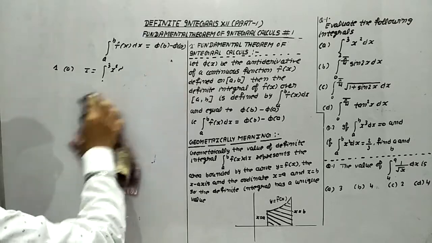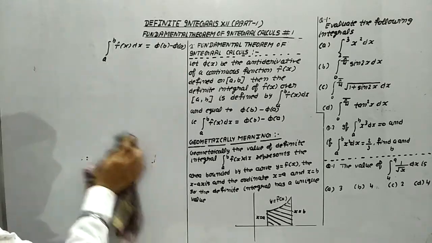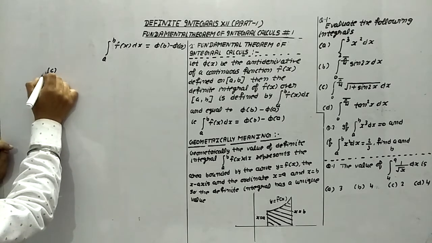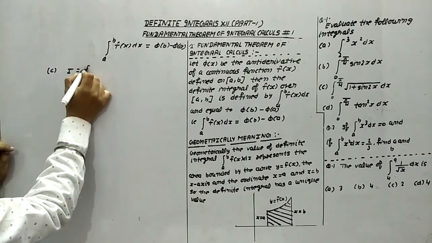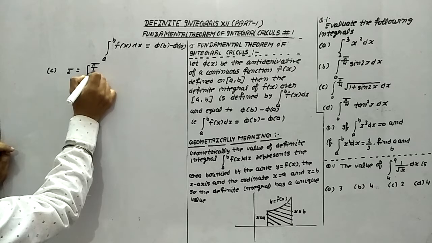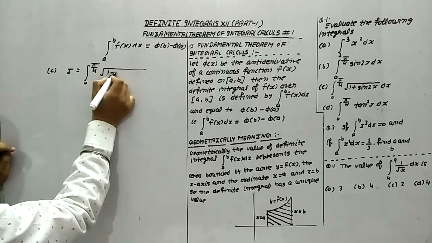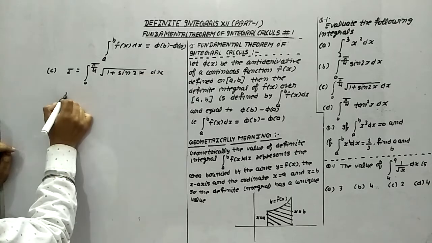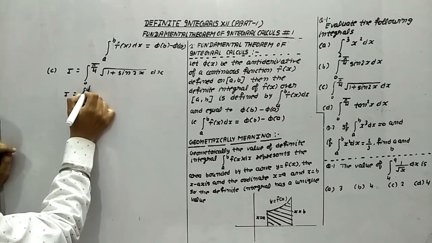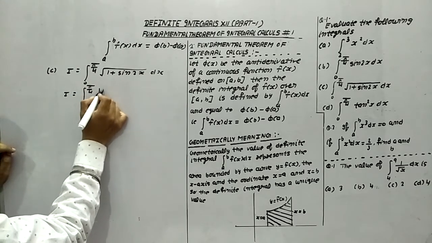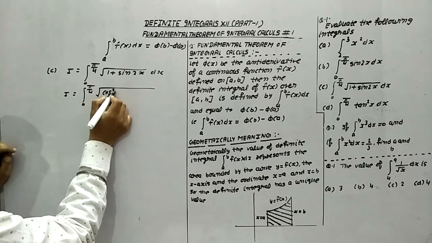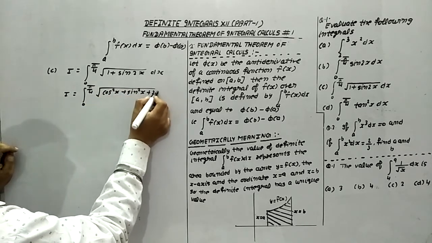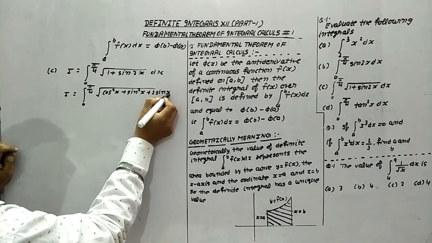Now look at this. In C part, we have to do the integration of 0 to pi by 4 of 1 upon under root 1 plus sine 2x. Now look at this. For this part, first we will do the simplification. Integration 0 to pi by 4. You can write cos square x plus sine square x, and sine 2x means 2 sine x cos x dx.